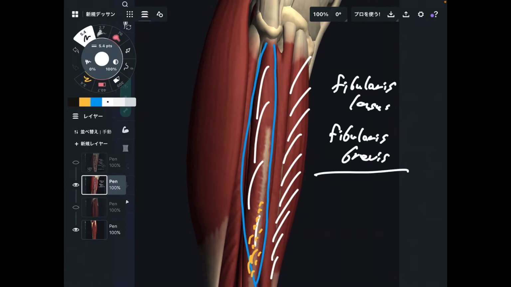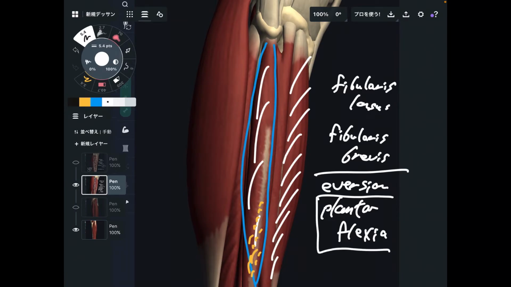Functions of these 2 muscles are eversion of ankle joint and plantar flexion. Eversion is you show sole of foot to outward. Then plantar flexion is pointing out toe movement. Okay? Eversion and plantar flexion. That's it. Lateral compartment. 2 muscles. Simple, right? Let's go to posterior compartment.